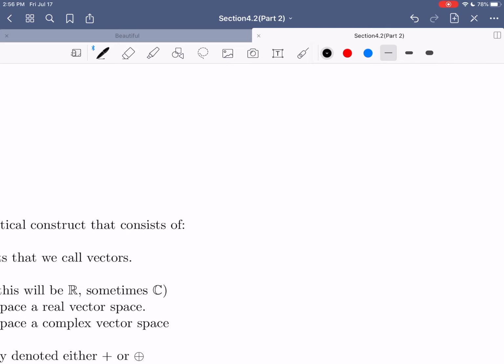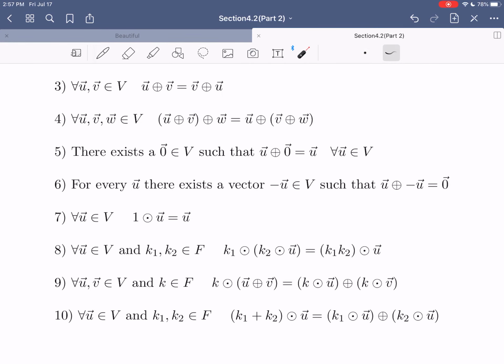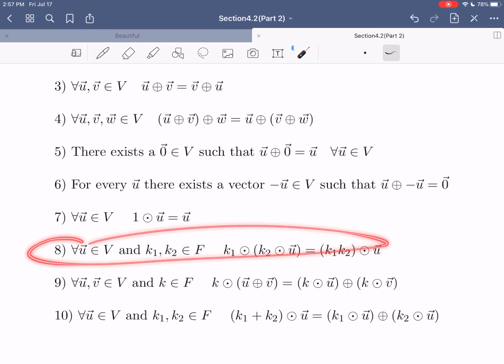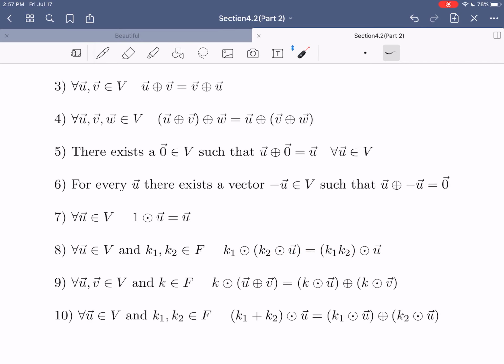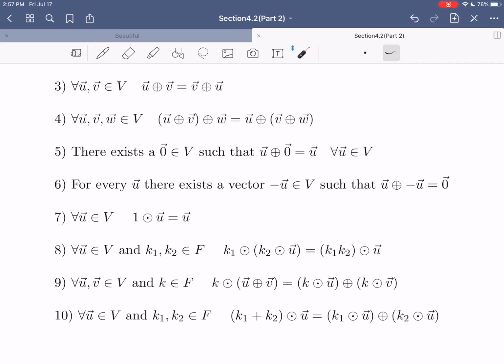So if we look back, we're going to focus on 7 and 8 now. 7 is the fact that the 1 really acts like 1. Sometimes this is referenced as the unit property. And 8 is that scalar multiplication is going to be associative. But let's go ahead and take a look at 7 and 8.